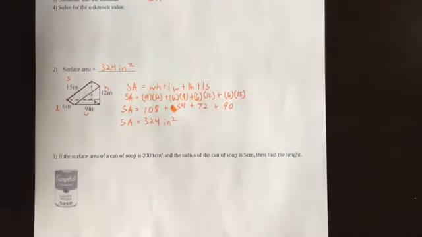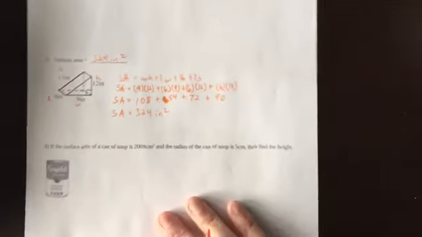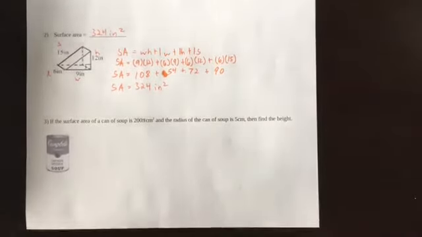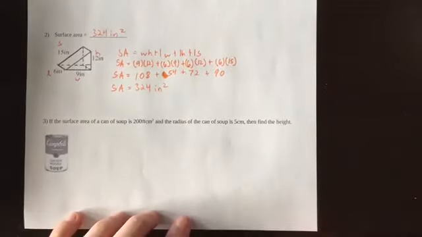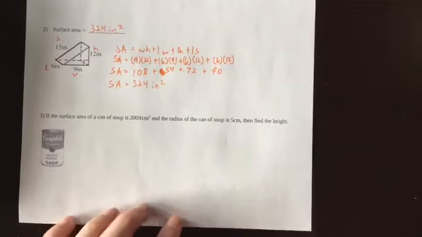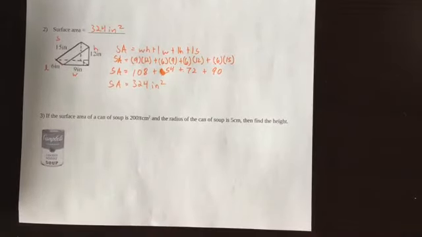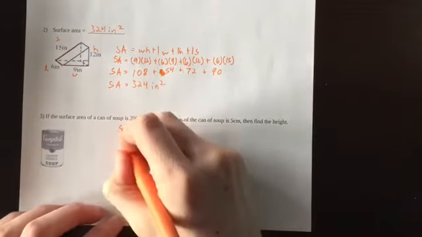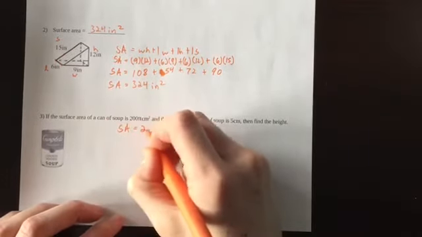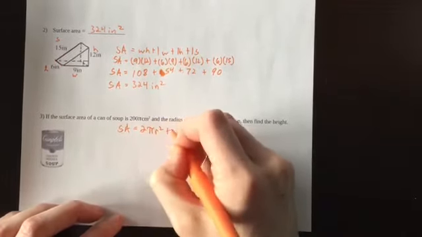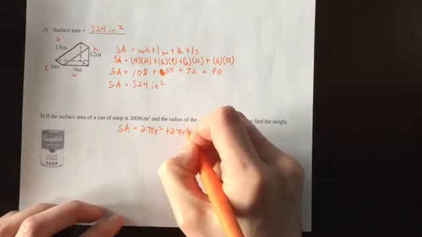Okay, number 3. If the surface area of a can of soup is 200 pi centimeters squared, and the radius of the can of soup is 5 centimeters, then find the height. Okay, so we're kind of working a little bit backwards here. I like that. We're talking surface area of a can of soup. A can of soup is a cylinder, so we'll write down our cylinder formula. 2 pi r squared plus 2 pi r h.